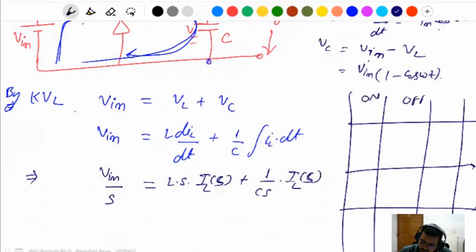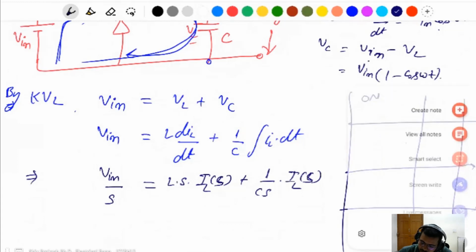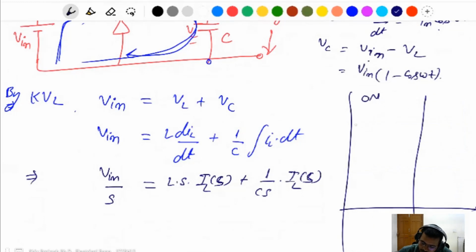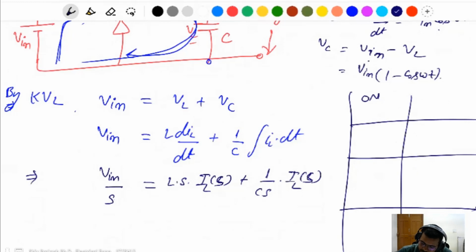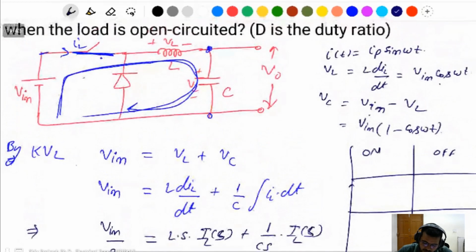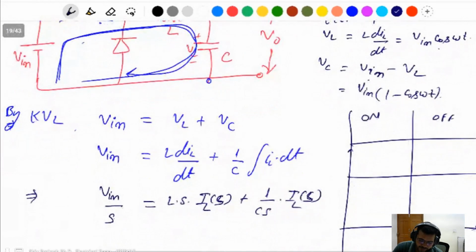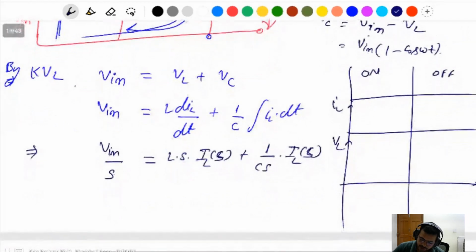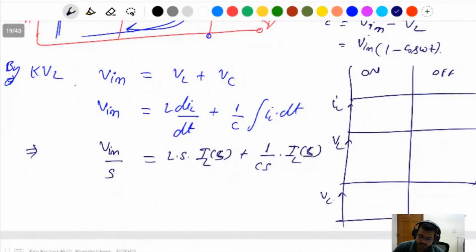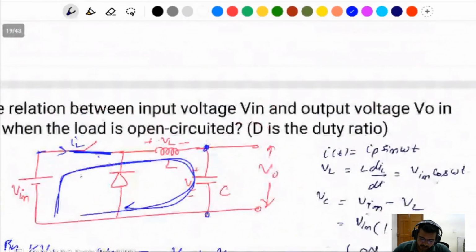The switch is on, with current IL, VL and VC. VC is the same as the output voltage. VC is connected here.